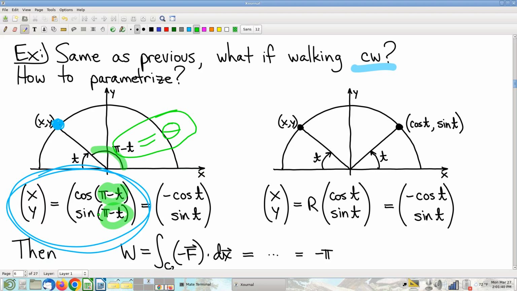Yes? If you're parameterizing on a regular curve that doesn't have any trig functions, how do you tell which way is left to right or right to left?